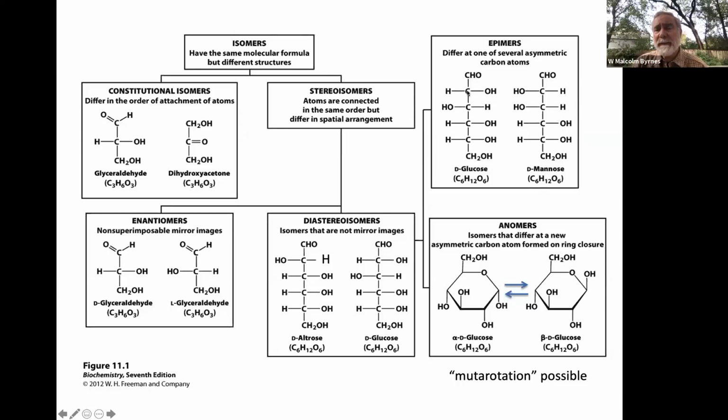And you can see how they differ. On the second carbon, in glucose, the OH is to the right, but in mannose, it's to the left. Otherwise, they're the same. So they differ at that one position. Anomers are isomers that differ at a new asymmetric carbon atom that's formed upon ring closure. We're going to discuss how glucose can form a ring structure in which the OH group on the penultimate carbon, that's the second to last one, forms a bond with carbon 1.